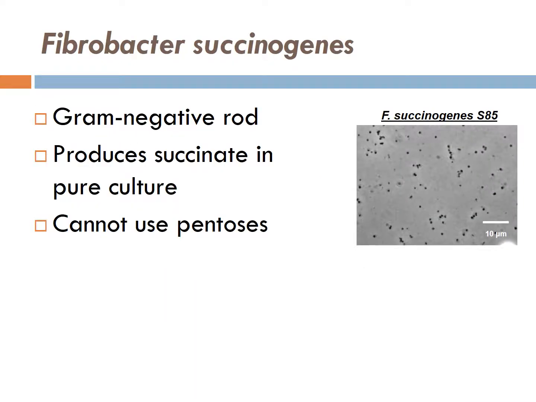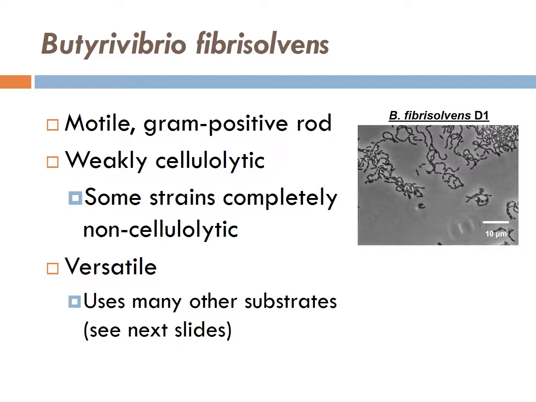Fibrobacter succinogenes is a gram-negative rod. This produces succinate in pure culture, hence the name. They cannot use pentoses, and so they are even more specialized than the Rumenococcus species. They use cellulose, and that is really their only niche. Butyrvibrio fibrisolvens is a motile gram-positive rod. It is weakly cellulytic. Some strains are completely non-cellulytic, and most strains lose their cellulytic activity shortly after they're cultured. This species is versatile. It uses many other substrates, and cellulose degradation is not its primary niche. We'll see that on subsequent slides.